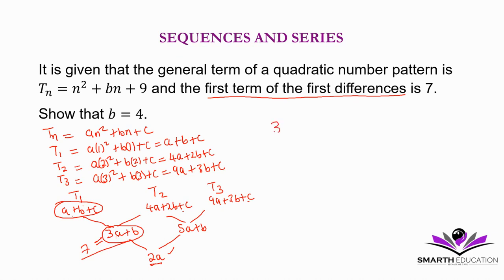So it is the first term of the first differences: 3a plus b is equal to 7. And then we have our a value, isn't it? From the equation itself, we know the coefficient of n squared is 1, so a is equal to 1. So we say 3 times 1 plus b is equal to 7, and then b is equal to 7 minus 3. b is equal to 4.